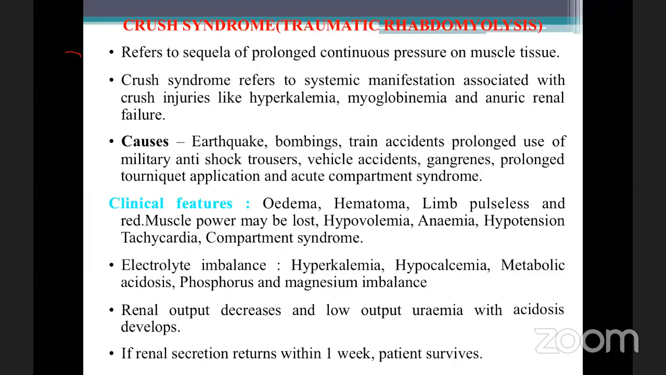When you have an earthquake, a vehicle accident, or any compartment syndrome, or any sort of prolonged muscle pressure, the muscle tissue gets compressed, and all your intramuscular substances get pumped out into the systemic circulation, and this can result in renal failure. This is essentially what crush syndrome is. The electrolyte imbalances that occur are hyperkalemia, hypocalcemia, metabolic acidosis, and phosphorus and magnesium imbalance. Essentially this can result in renal failure.